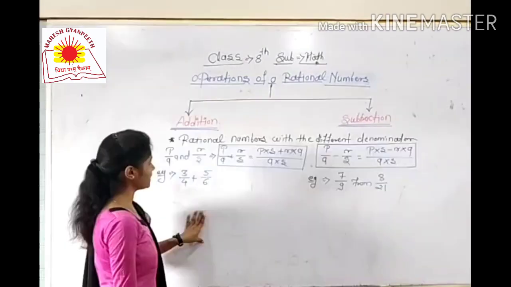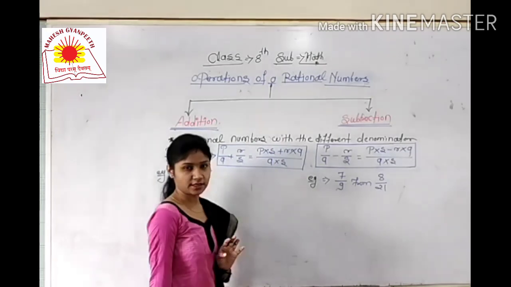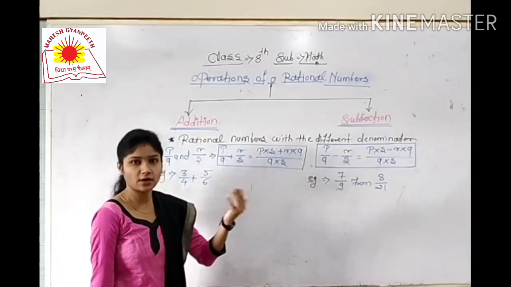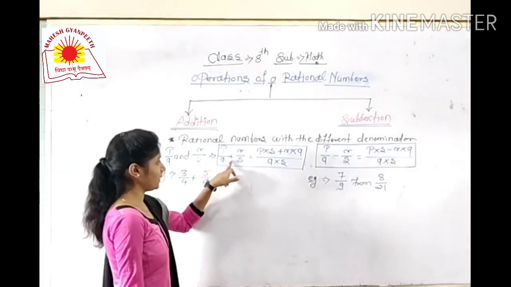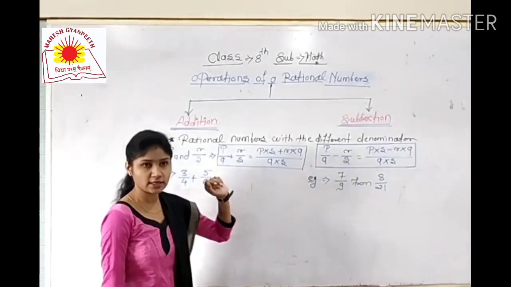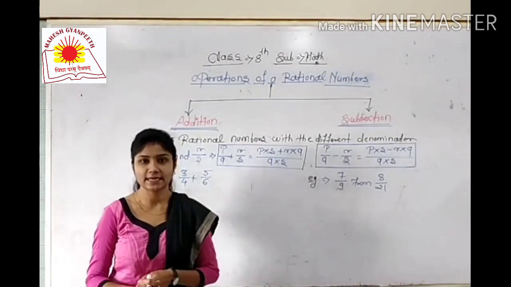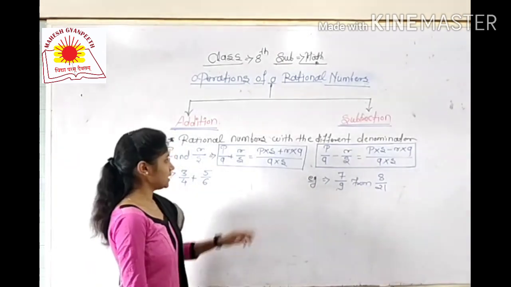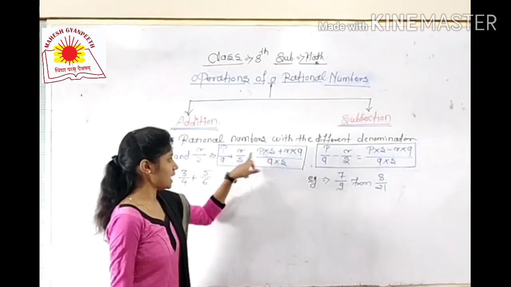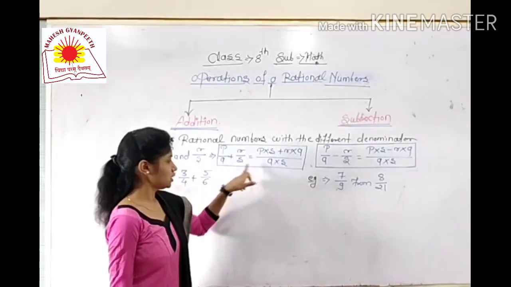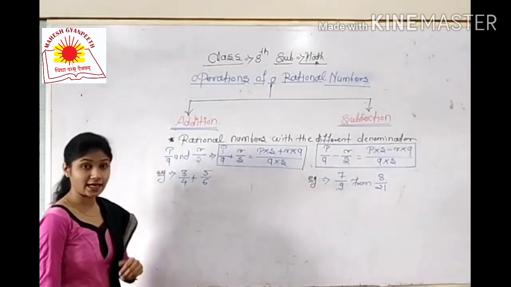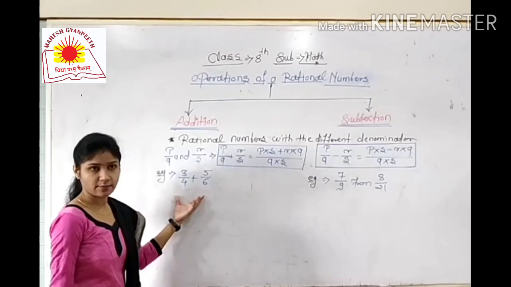Now rational numbers with different denominators. When two rational numbers have different denominators, how do we add and subtract? P upon Q plus R upon S, with different denominators. We use two methods: the LCM method and the cross multiplication method. The cross multiplication method gives P multiplied by S plus R multiplied by Q, upon Q multiplied by S. Now how to solve using the LCM method? I will explain with an example.